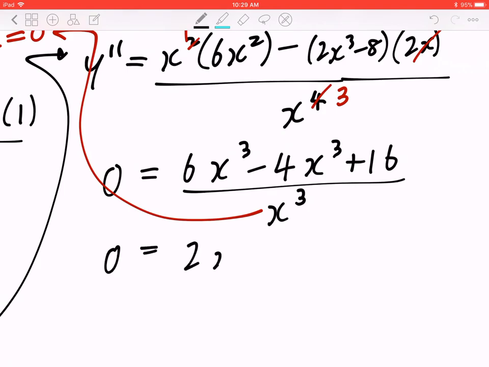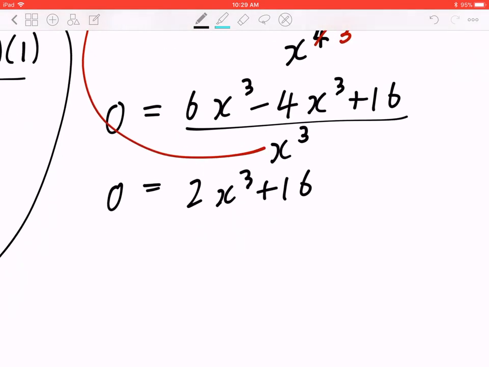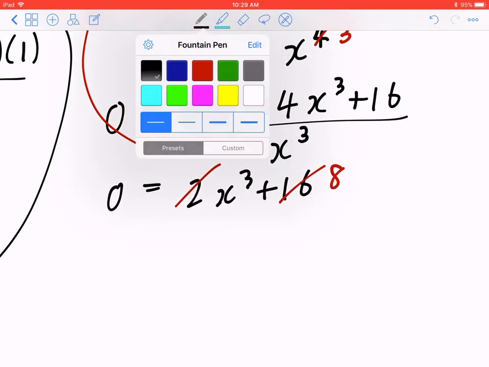So 0 is going to be 2x cubed plus 16. In this case, when you solve for x, first of all, you can factor a common 2 from both sides. You can bring it over.